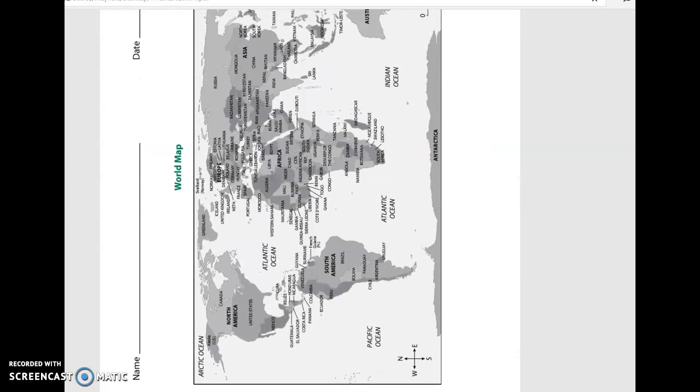So this is our first activity, we're going to look at the world map. The next activity, we're going to look at a modern map of North America, Central America, and South America. Do this activity first. Thank you.